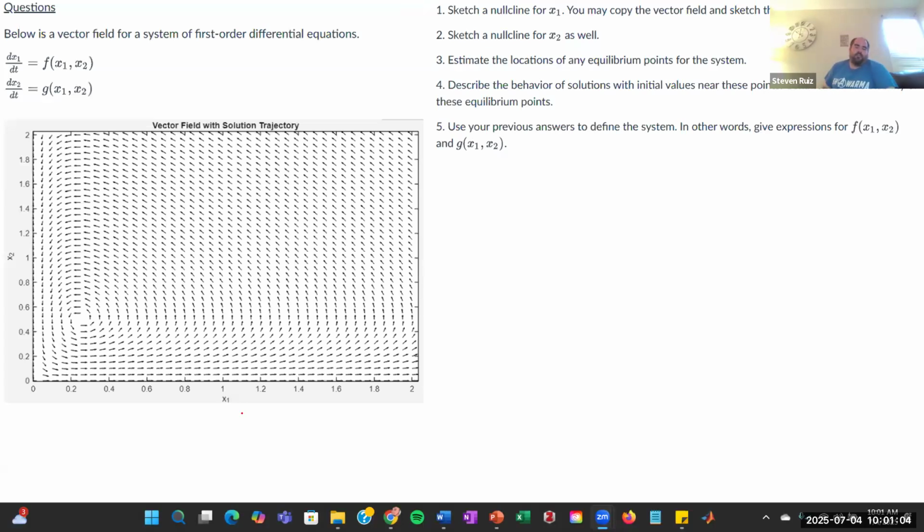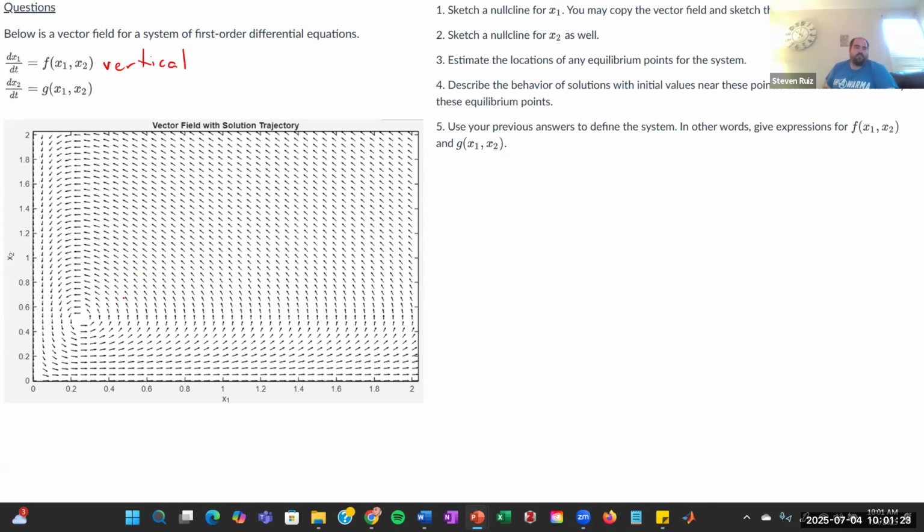Well, x1 is being graphed on the horizontal axis. So if we have no change in the horizontal direction, these null lines are going to be vertical slopes. So I'm going to be looking for where vertical slopes exist on the slope field. And it looks like right here I see a lot of vertical slopes along this horizontal line thereabout, and vertical slopes over here, which are oriented downward.